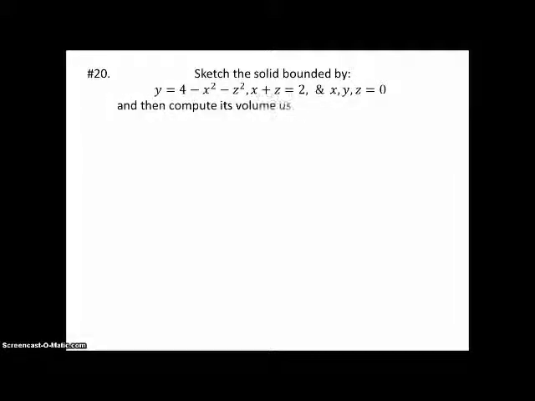Number 20. Sketch the solid bounded by y = 4 minus x squared minus z squared, x plus z equals 2, and x, y, and z all equal to 0, and then compute its volume using a triple integral.